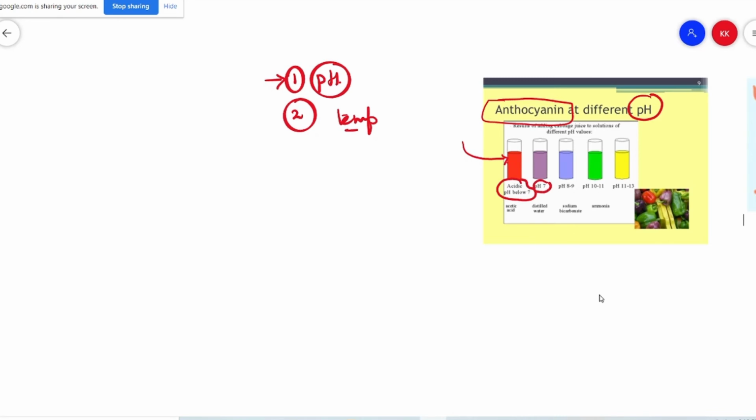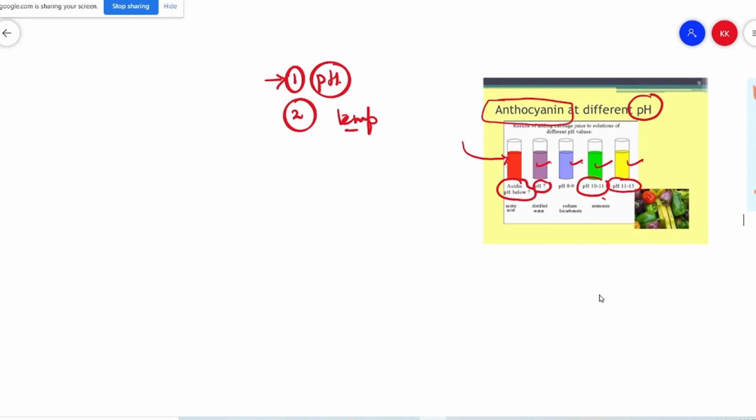At pH 7, which colors will they be? They will be purple or blue in color. When there is an increase of pH, their color changes, and in that case, for example 10 to 11 and 11 to 13, green and yellow colors will appear. So according to the pH, the colors of anthocyanins can vary and change, right?